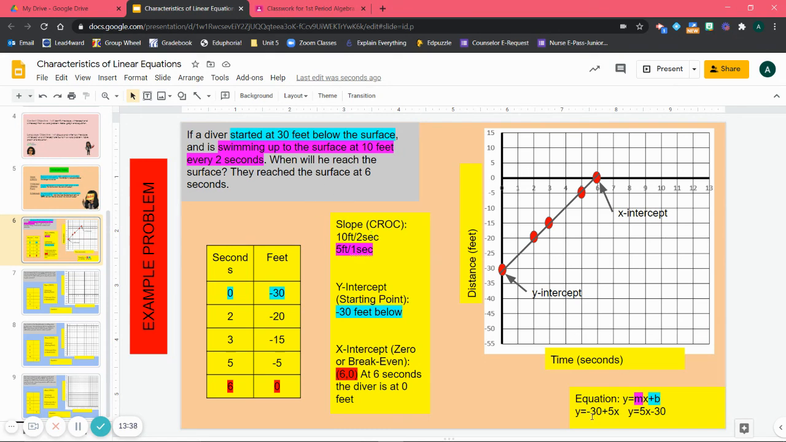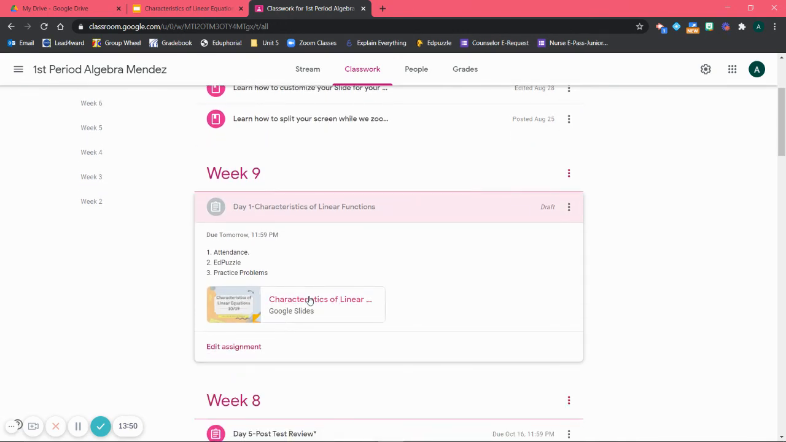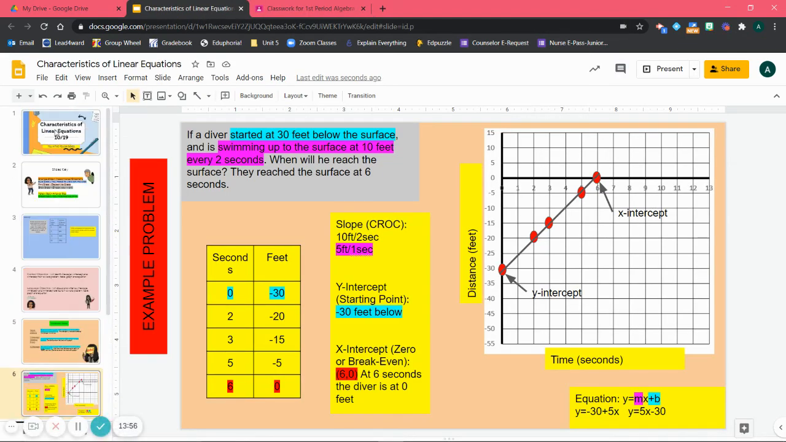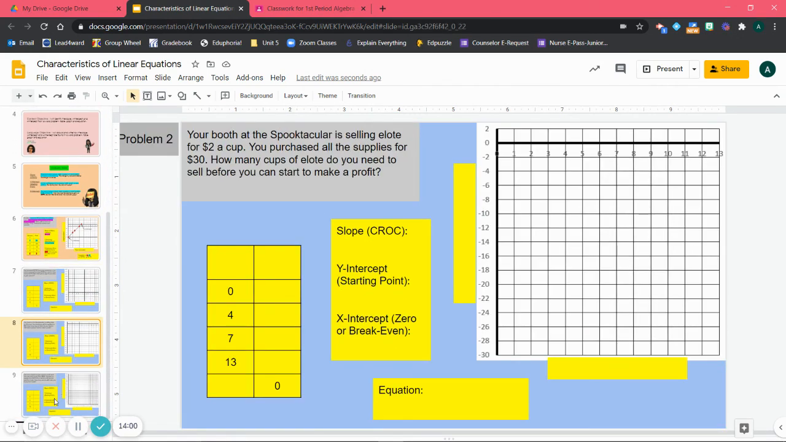So that is how I find my x-intercept, my y-intercept, and how I can also find my slope from my word problem or equation. So now what you're going to do is you're going to go to your Google Classroom. Under week 9, you'll see day 1, characteristics of linear functions. And there's going to be this slideshow that I'm actually showing you right now. So when you click on it, it'll take you to this slideshow. And now you have 3 practice problems to work on.